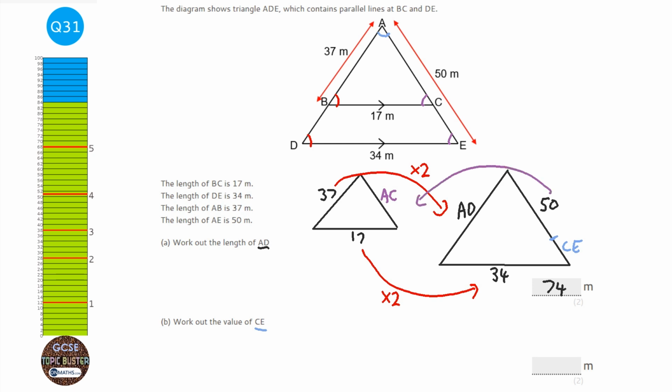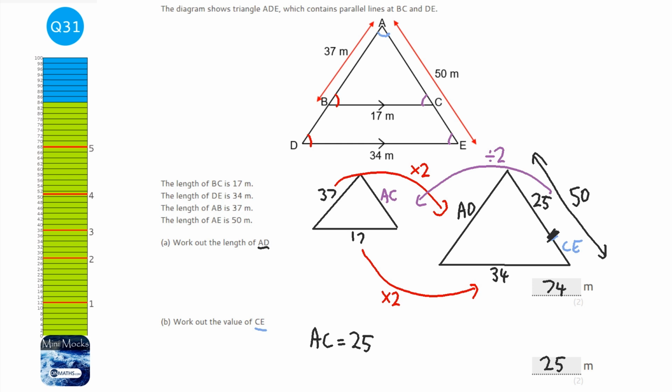So to go from the big one to the small one, instead of timesing by the scale factor, I'm going to divide. So I'm going to divide it by 2. So AC is 25. Now if AC is 25 and the whole thing is 50, so let's try and make this a bit clearer. So the whole thing is 50 and AC is 25, so this bit up until this bit, then CE must be 25 as well, because it's 50 take away 25, which is 25.